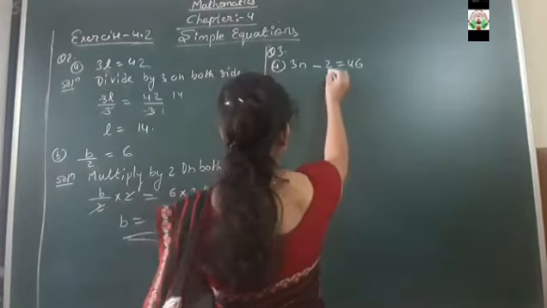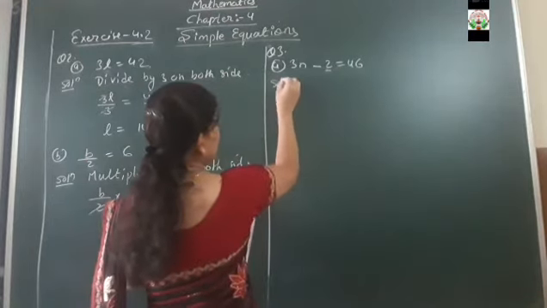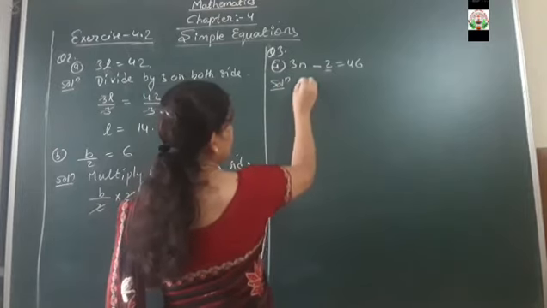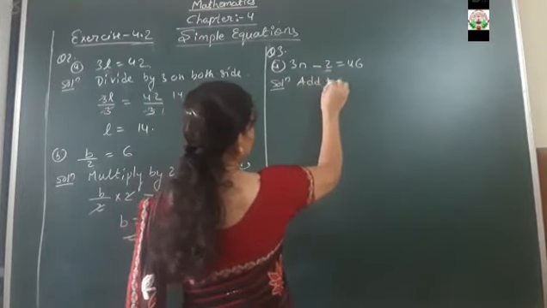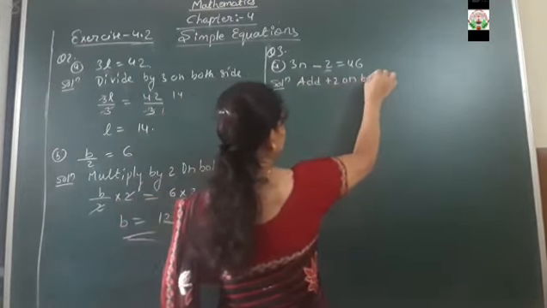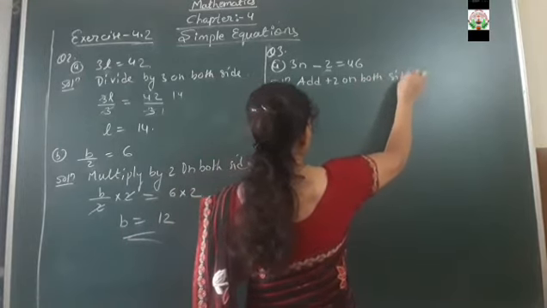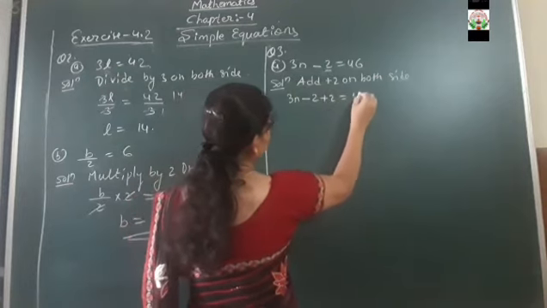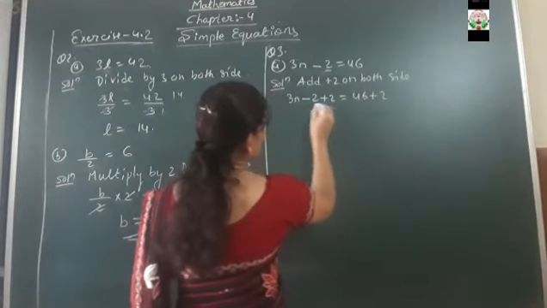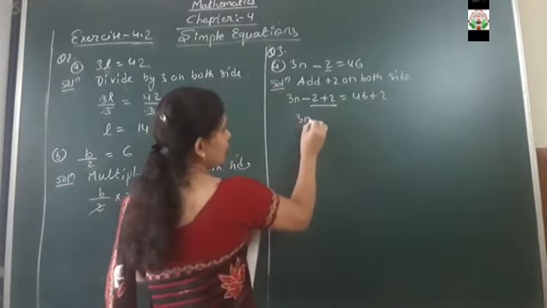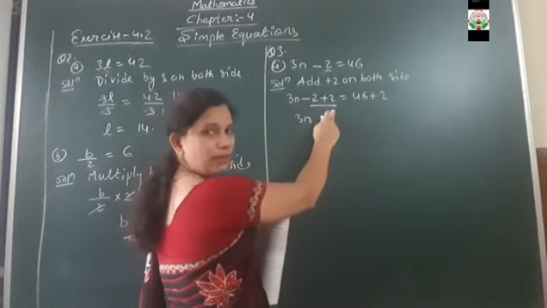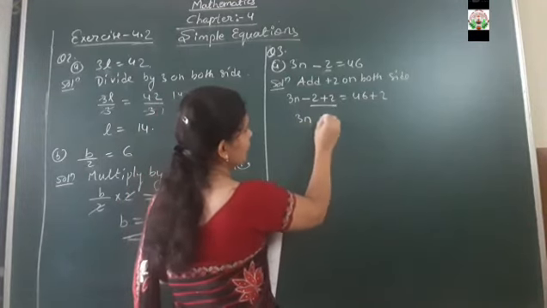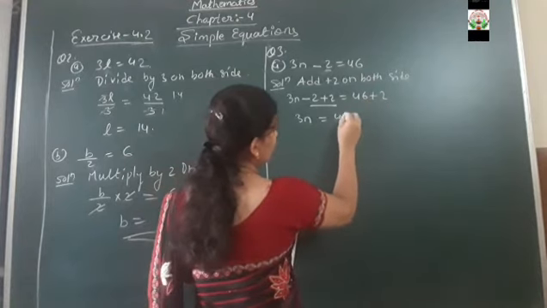So first we are going to remove the constant. Okay. So here it is minus 2. So add plus 2 on both sides. 3n minus 2 plus 2 is equals to 46 plus 2. So here plus and minus will be 0. Plus 2 minus 2 will become 0, isn't it? So 3n is equals to 46 plus 2, it will be 48.